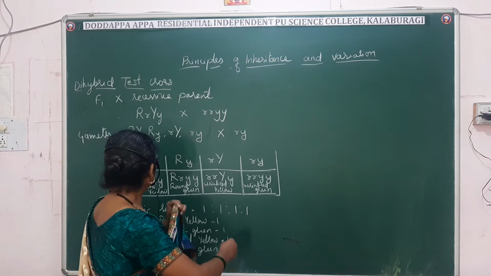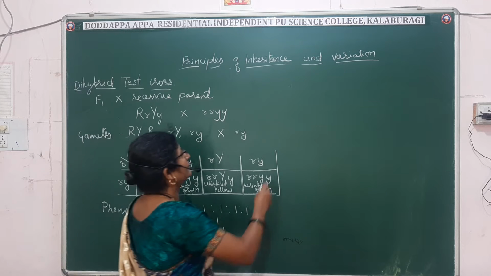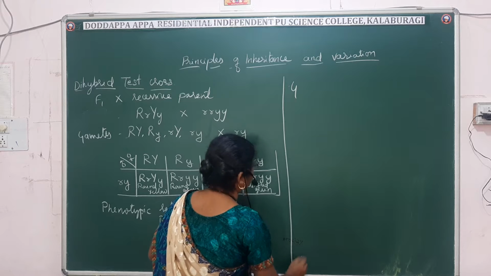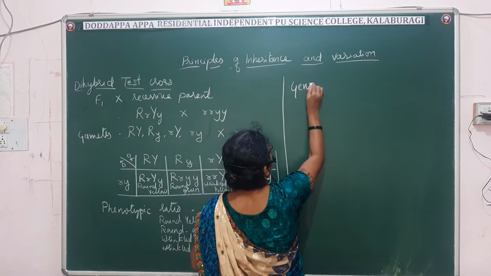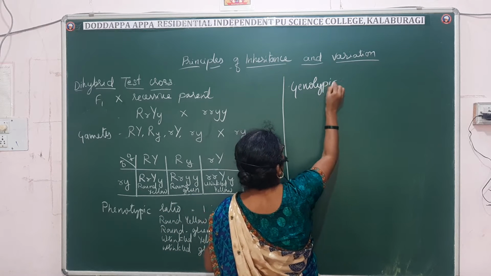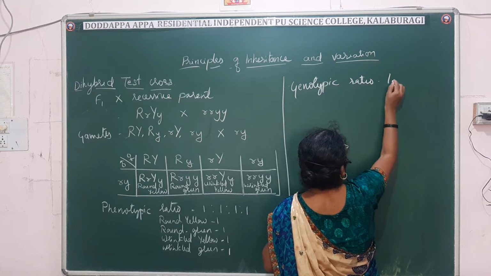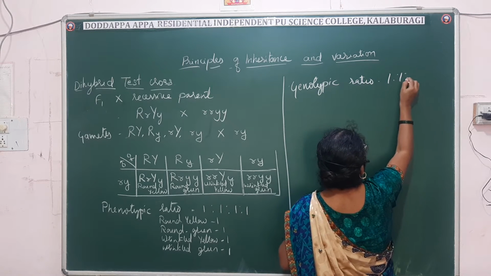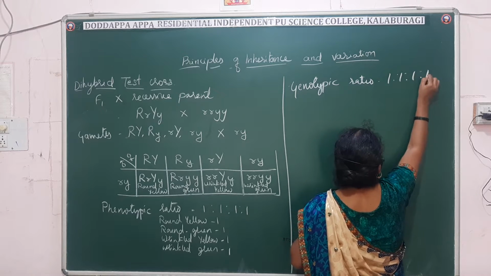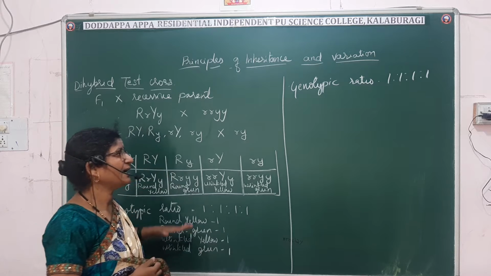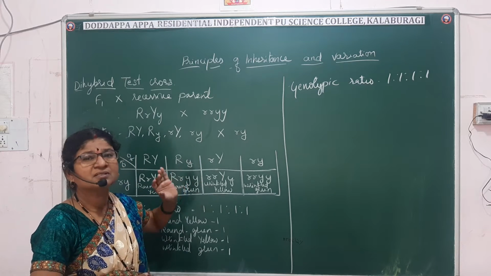And when you take the genotypic ratio, that also you will get 1 is to 1 is to 1 is to 1. Fine. So here you will get the genotypic and phenotypic ratio the same.